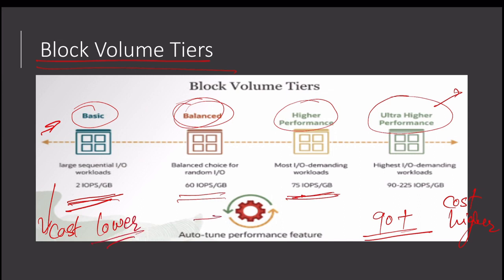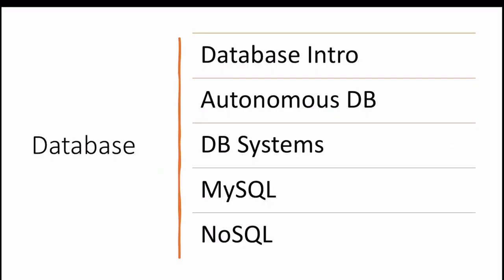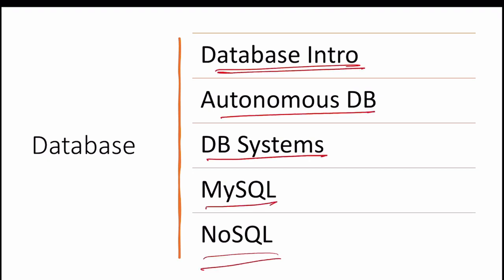So there is an auto tune performance feature available. We can use that one as well. So this is what we had in object storage and other storage. Now we will talk about the databases. We'll quickly go through the database introduction, autonomous DB, DB system, MySQL and NoSQL.